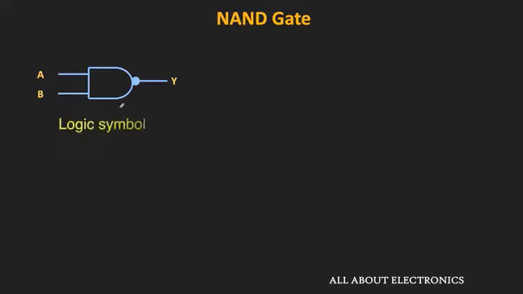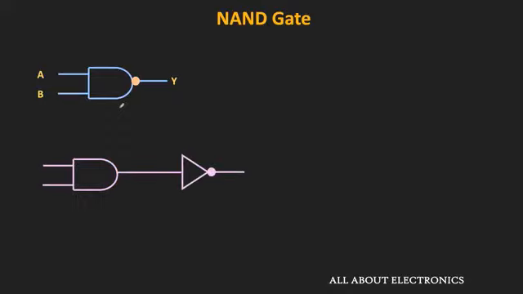So this is the symbol of the two input NAND gate. And if you see, it is very similar to the AND gate. But here, there is a bubble on the output side. So this NAND gate is the combination of the AND gate followed by the NOT gate. That means the output of the NAND gate is equivalent to the output of the AND gate followed by the NOT gate.